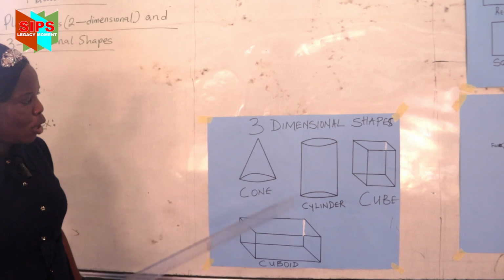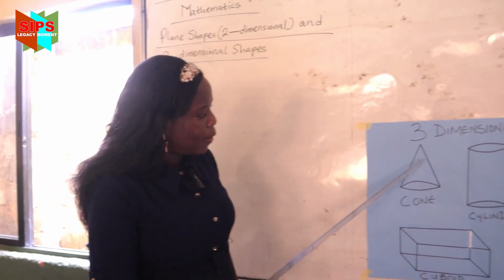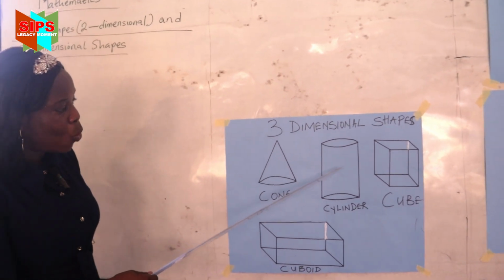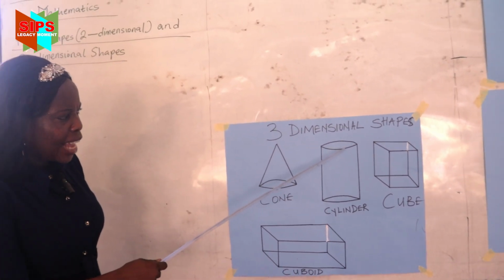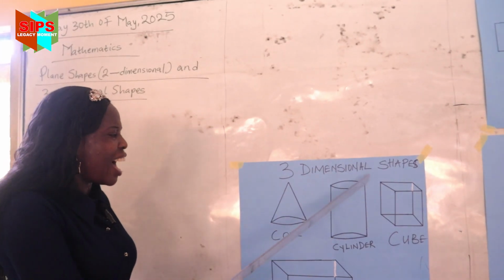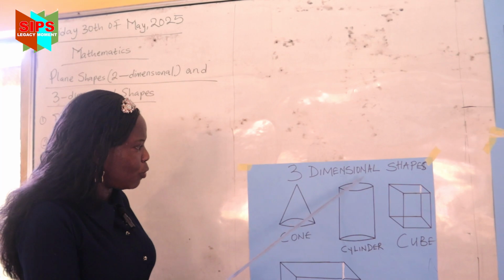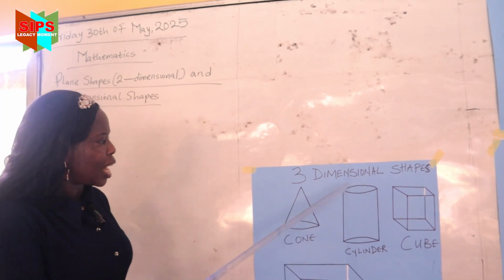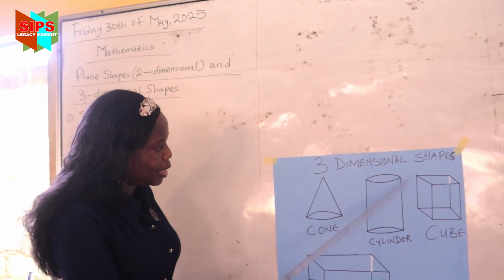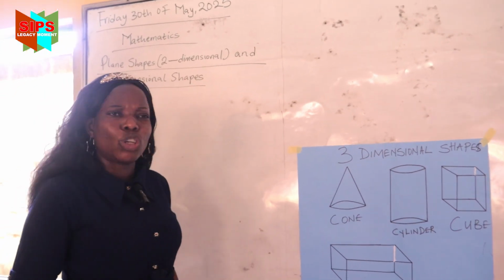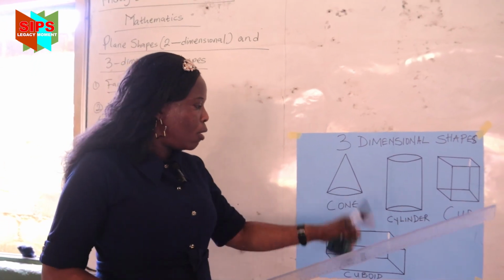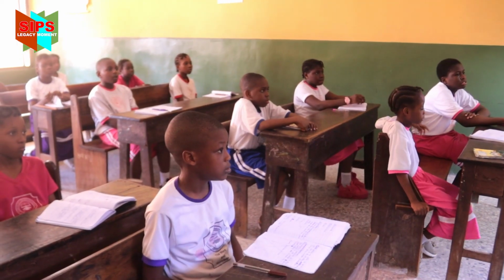Three-dimensional shapes. How many faces does this have? 2 faces. This one has 3 faces. 1, 2, 3. The number of edges here is 2 edges, which means 2 sides, and no vertices. It has 0 vertices. That means it does not have vertices. Yeah, let's come back to a cone.